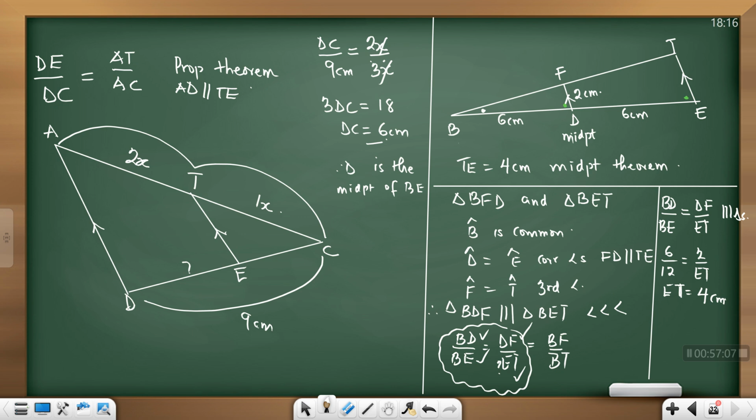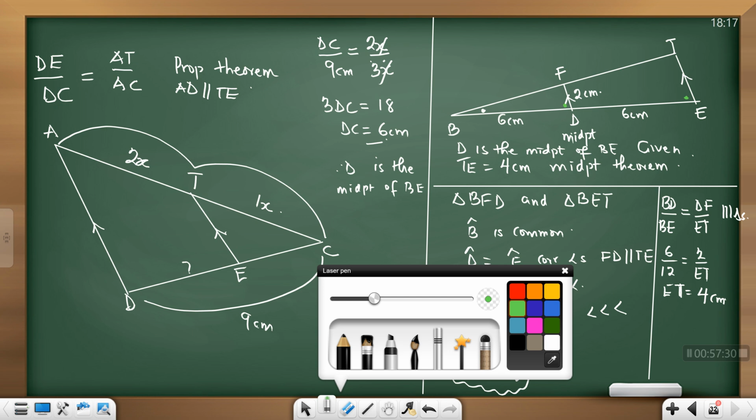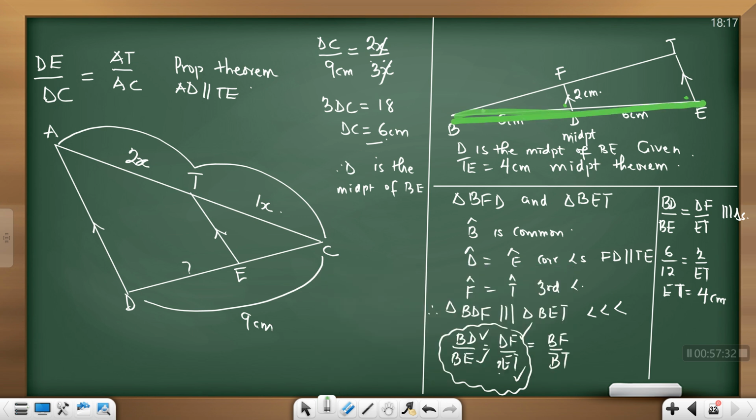But a learner who comes here and says D, let me just say, is the midpoint, and I want to check the memo of BE given. Therefore TE, it's just double. Each side is half of the long side. This is half of this. This is half of that. This is half of that. That's the midpoint theorem. So a learner who just writes this would get full marks. A learner who writes this would get 3 marks. They won't give you extra.